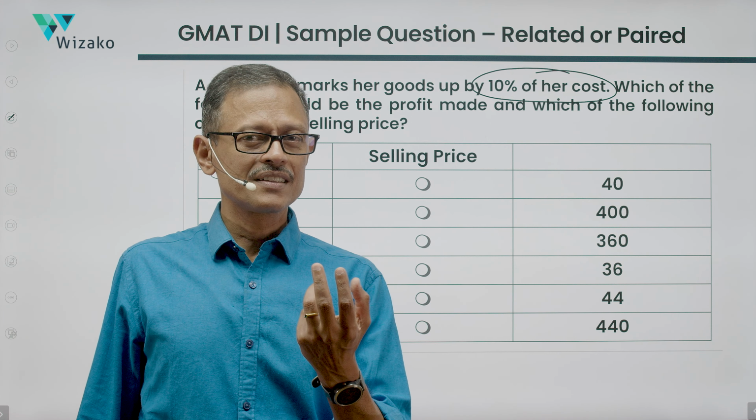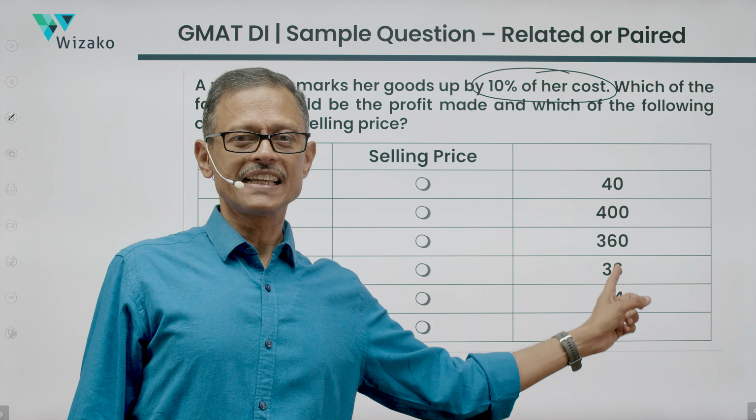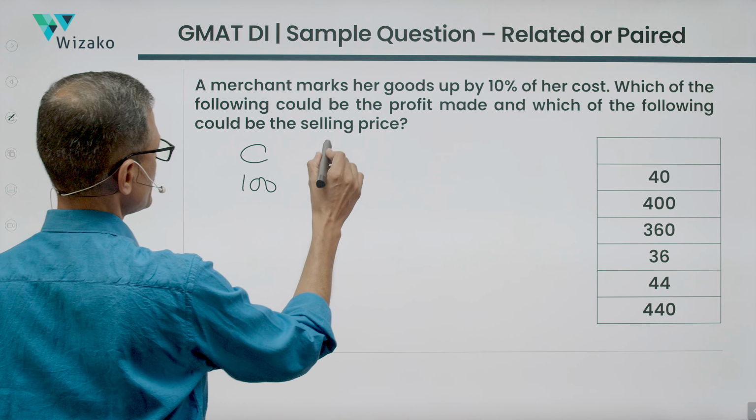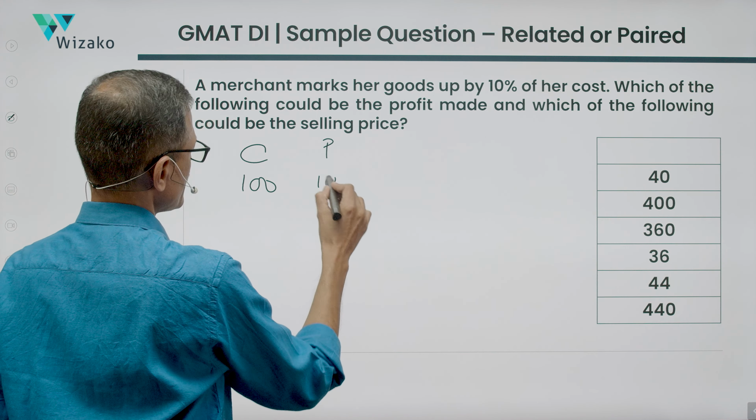How do you go about solving it? We'll do the math part of it and then select the answer subsequently and then see how one is related to the other. Well, typically, how would we go about it? If the cost is 100, let's say, 10% of the cost is the profit. So the selling price is going to be 110. Divide the entire thing by 10 to get a ratio of how this works.